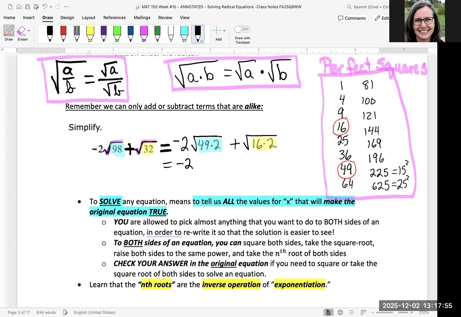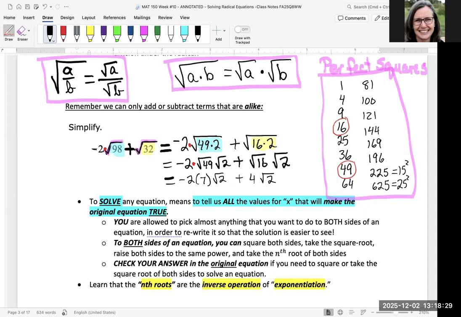So now I'm looking at -2 times the square root of 49 times the square root of 2 plus the square root of 16 times the square root of 2. Quick reminder, when there is a number next to the radical, the operation is always multiplication. So that's -2 times 7 times the square root of 2 plus 4 times the square root of 2.